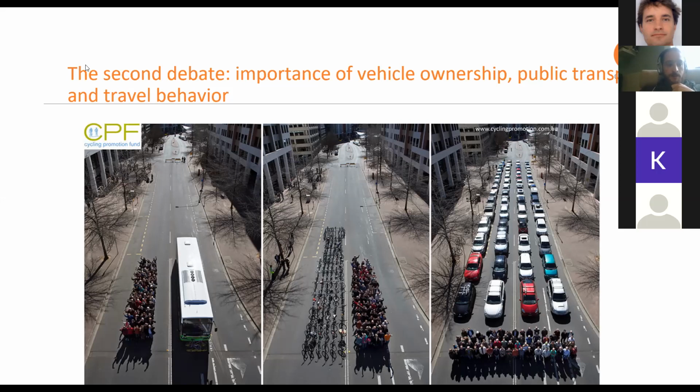All right, so I think we're getting near the end. This should be one of the last case studies. This was the work behind my second PhD paper, and it's another way that we use the LCA. It's about the second big debate and the importance of vehicle ownership, public transport, and travel behavior. As this photo shows, this is what it looks like if 60 people are catching a bus, if they're all riding bikes, or if they're all in their cars.